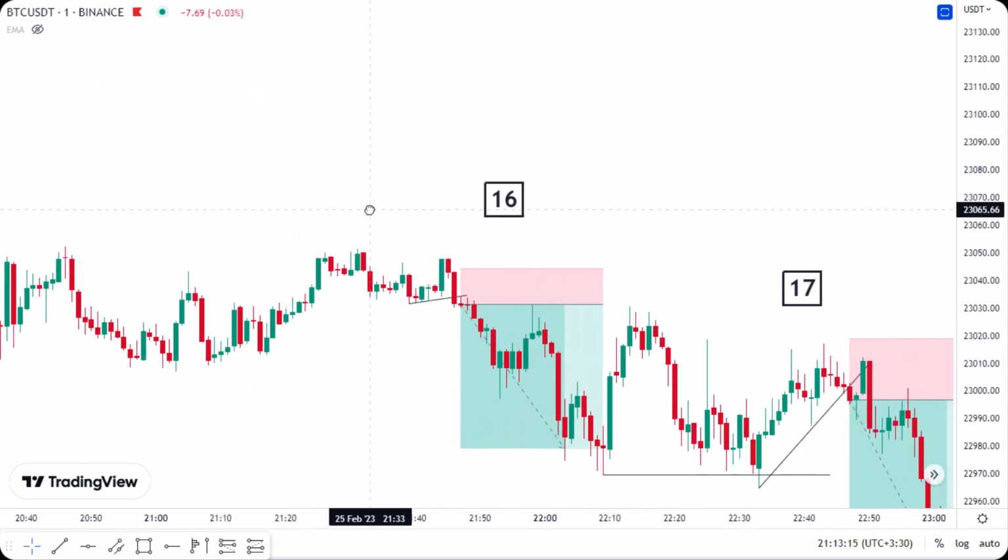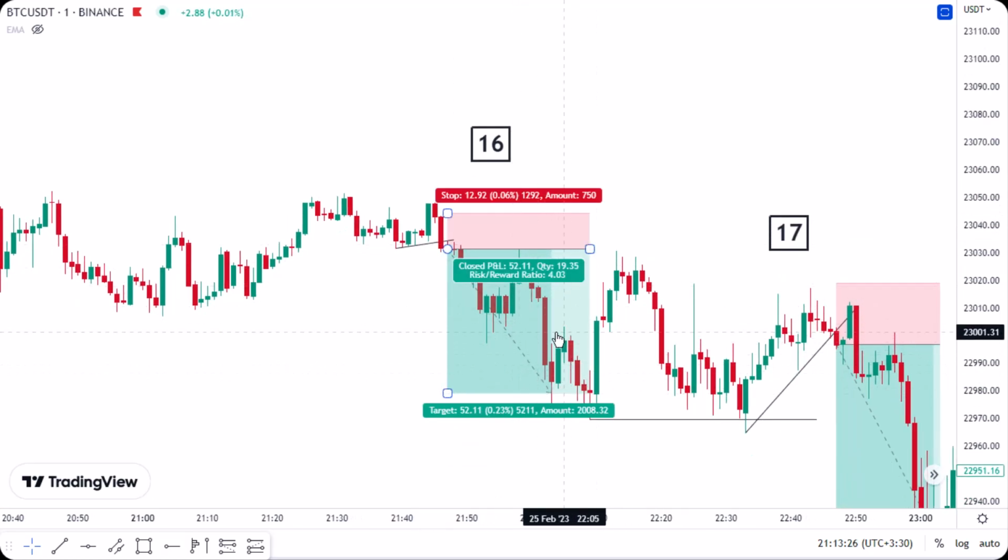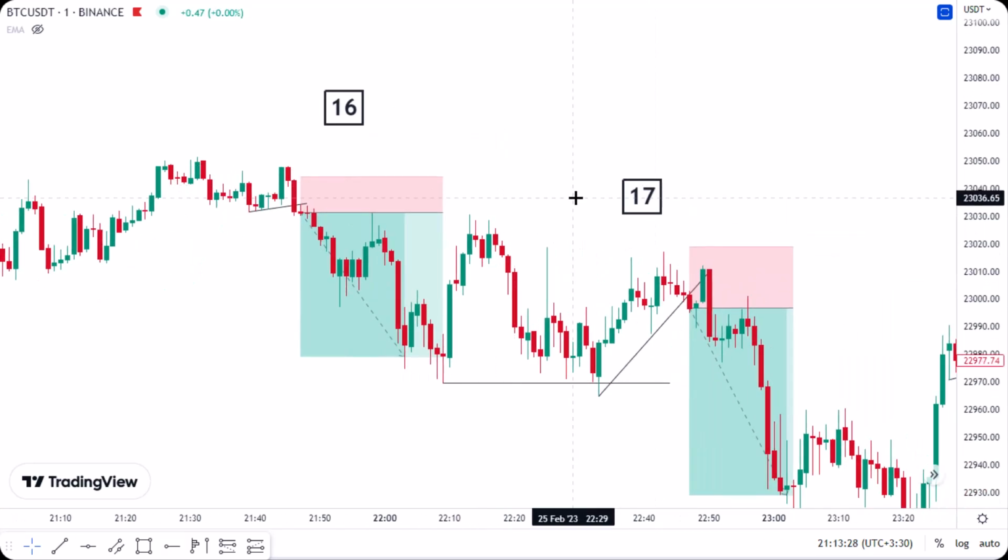Moving to the next position, we have this small trend line here with 4 touches. On the 5th time it breaks it here, we enter the sell position, put our stop loss above that, look for RR2, which gives us RR4.